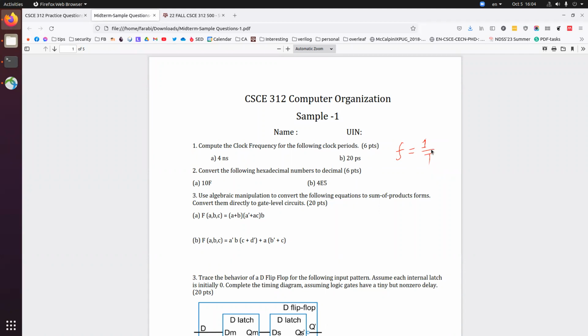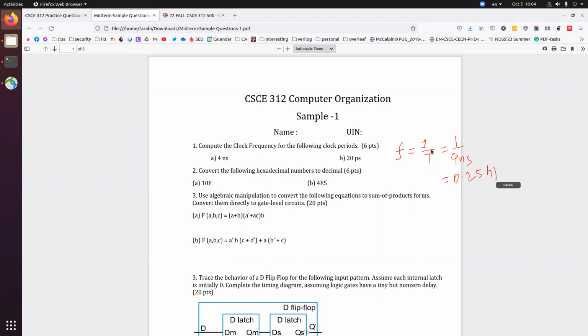Clock frequency and clock period are essentially inversely related. So frequency is the inverse of the clock period, and clock period is the inverse of the frequency. So it's essentially f equals 1 by T. If the period is 4 nanoseconds, then we can put that number here, for example, 1 by 4 nanoseconds, and that would be 0.25 gigahertz, right?